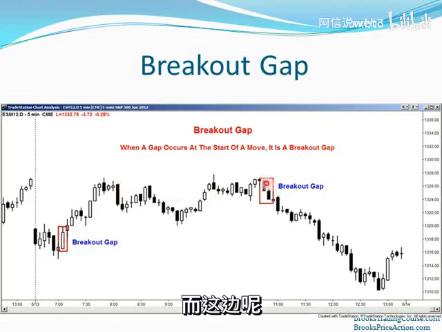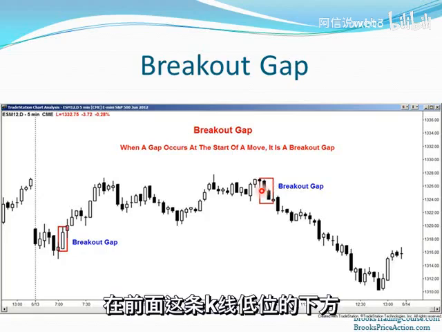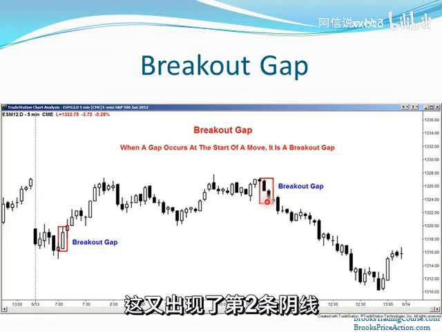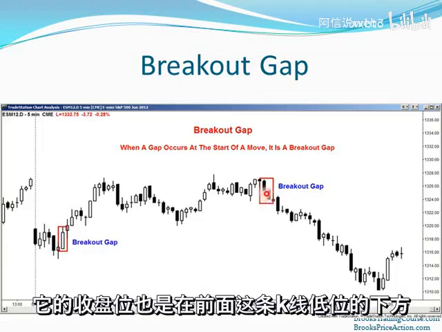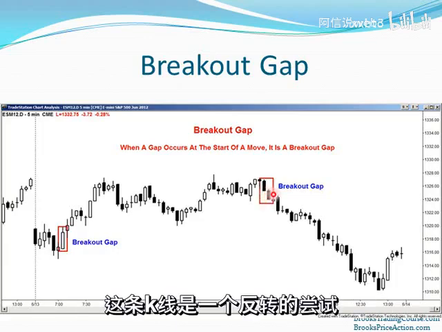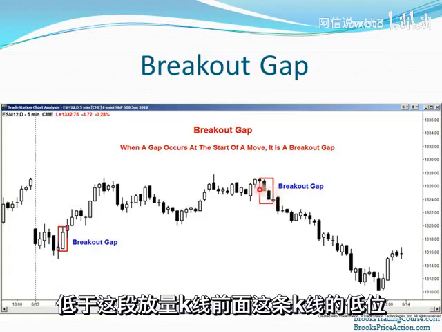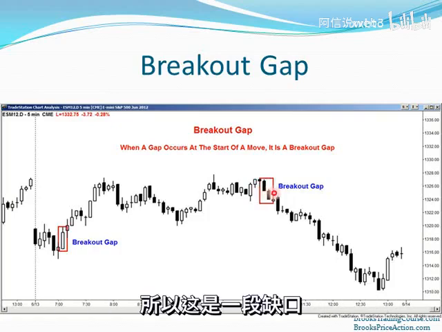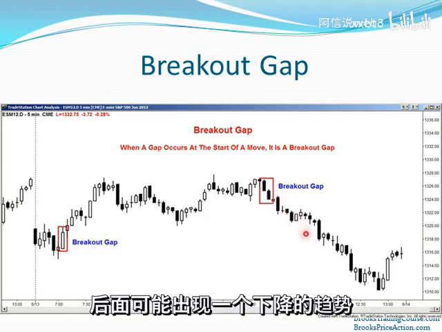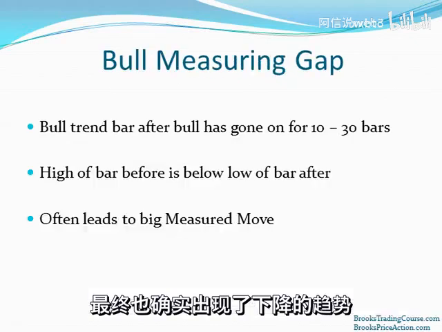On the other hand, here we have a bear bar closed below the low of the prior bar. We have a second bear bar closing below the low of the prior bar, and then this bar is an attempt to reverse, but its high is below the low of the bar before the bear spike began, and that is a gap, and this could be a breakout gap leading to a bear trend, which it ultimately became.